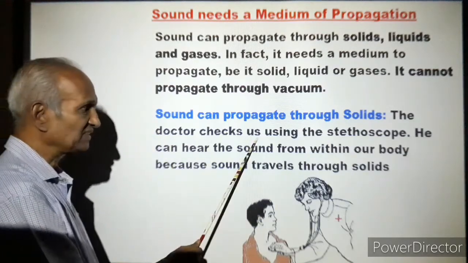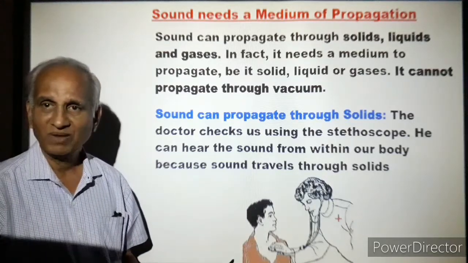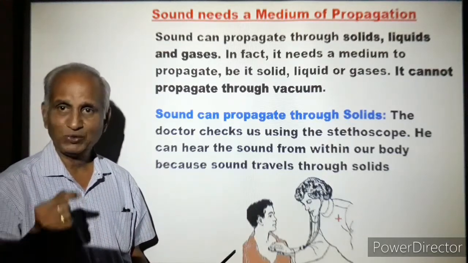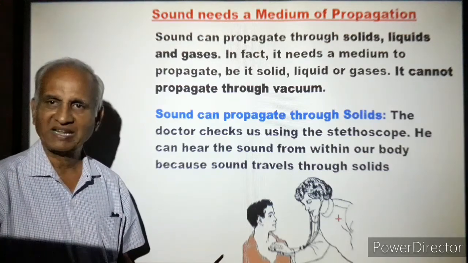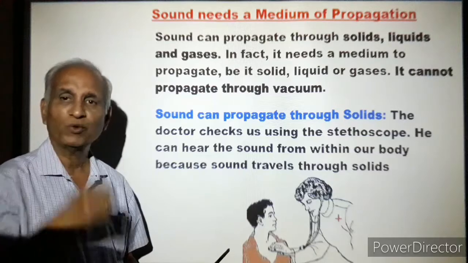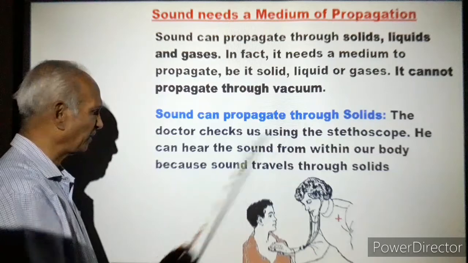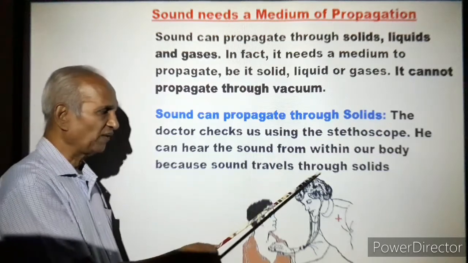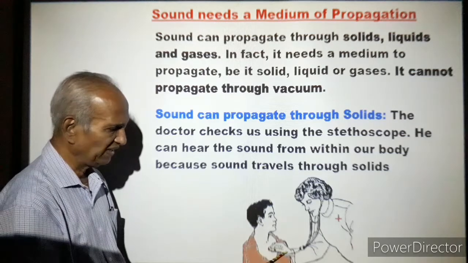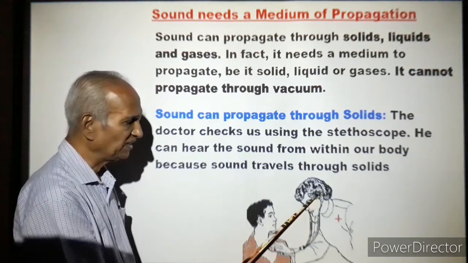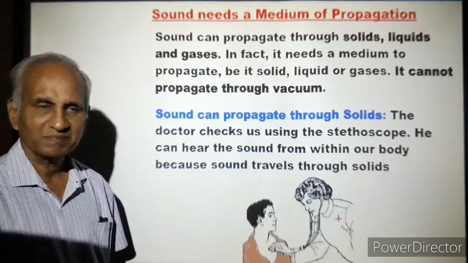The doctor checks us using the stethoscope. Here, how does the sound propagate? It propagates through the stethoscope. What is the stethoscope made of? It is made of metal. Through that metal, the sound moves. He can hear the sound from within our body because sound travels through solids. See, the drum is here. From here, the sound travels into the ears of the doctor and the doctor hears.